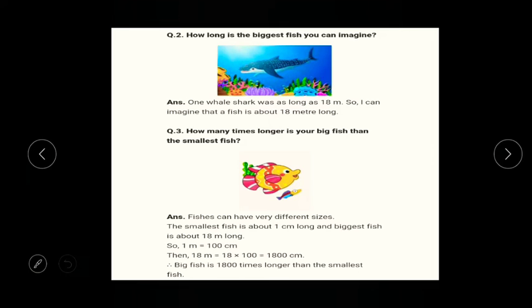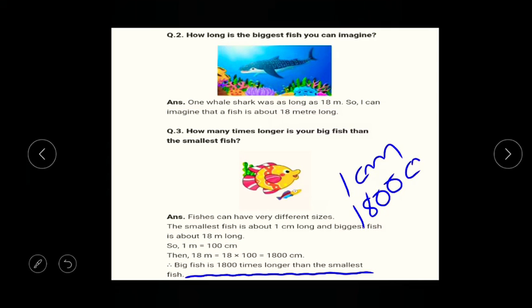Therefore, we can say that a big fish is 1800 times longer than the smallest fish. Why? Because our small fish is 1 centimeter long and our big fish is 1800 centimeter long. Am I clear to you?